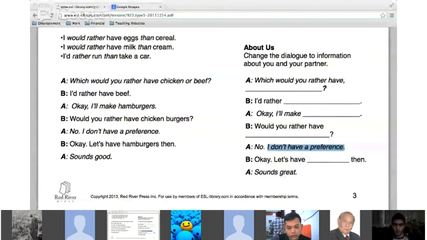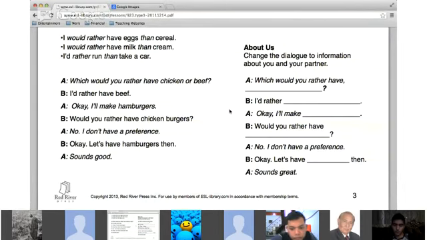Let's go to Andre and Esther. Andre will be person A, and Esther will be person B. You can talk about a different kind of food. They used Chinese food and Japanese food in the first round, but you can talk about whatever type of food you like. Which would you rather have, Chinese food or Japanese food?